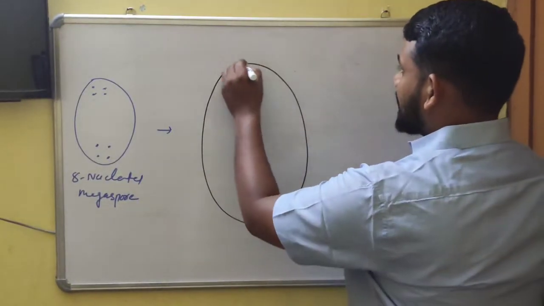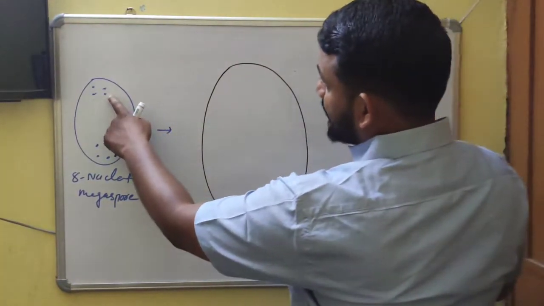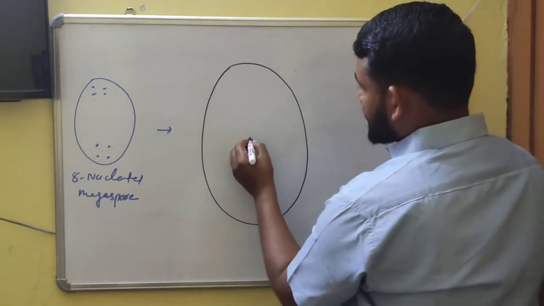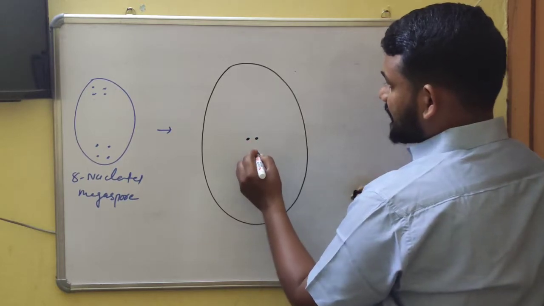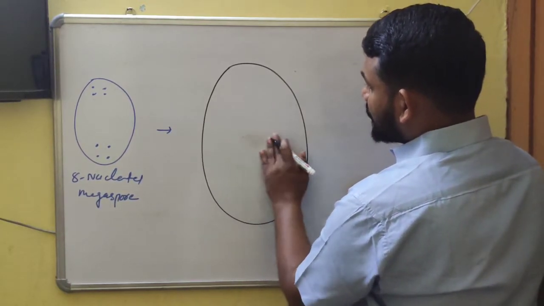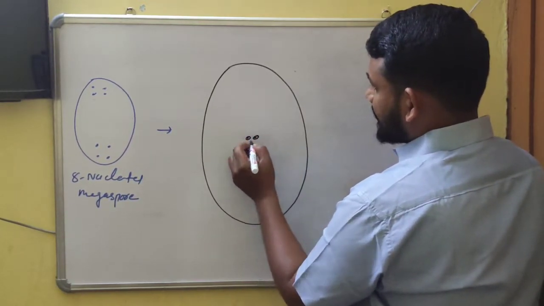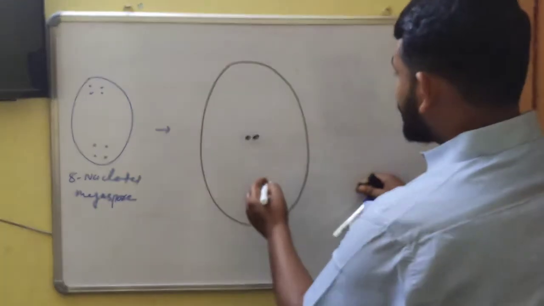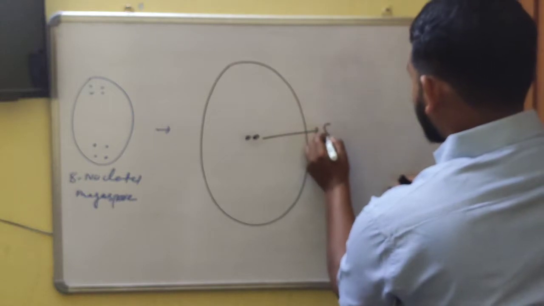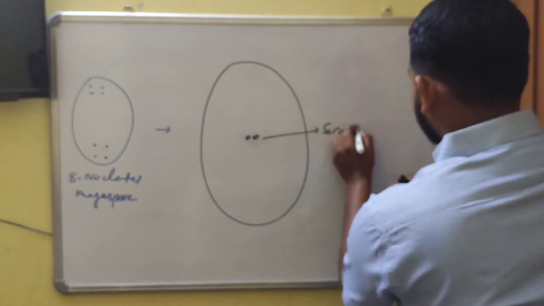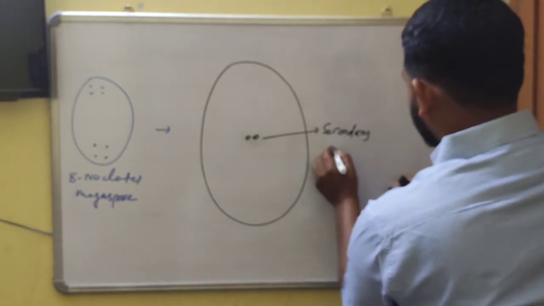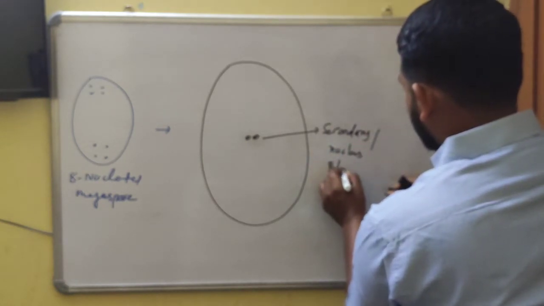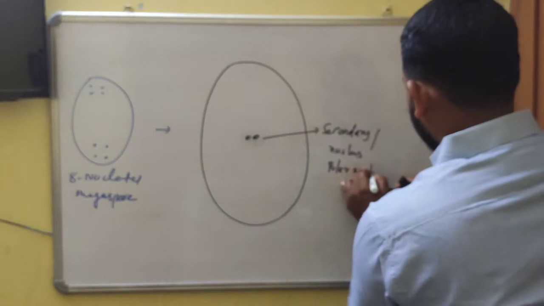And this is the megaspore wall. Here and here are 4 nuclei; one nucleus from each side moves towards the center of the megaspore, and these 2 nuclei are called secondary nuclei. This is called the secondary nucleus. The secondary nucleus is also called the polar nucleus.